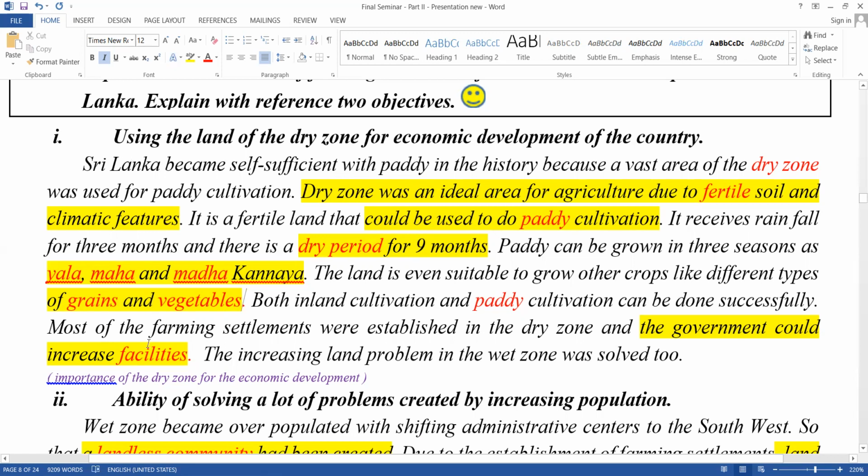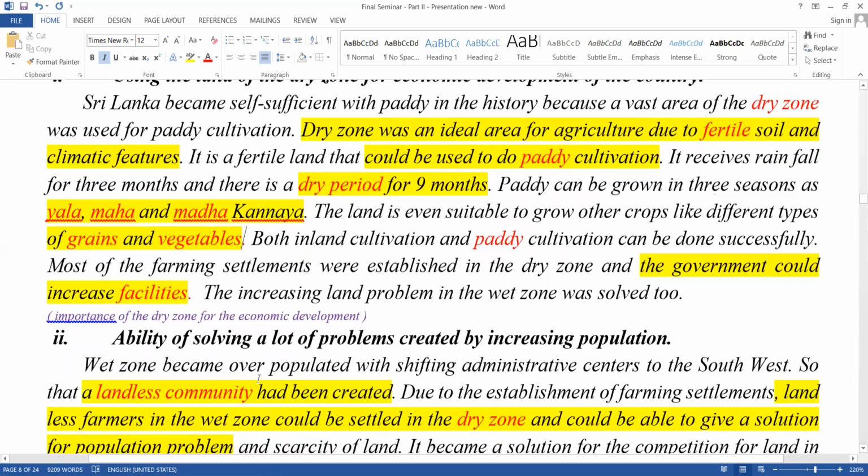And what is the other heading related to these farming settlements? The ability of solving a lot of problems created by increasing population in the wet zone. What are the problems? Overpopulation. So they could settle some people in the dry zone and solve that problem. And a landless community was there. Landless community means some farmers who do not have farming lands. So they could be given farming lands.